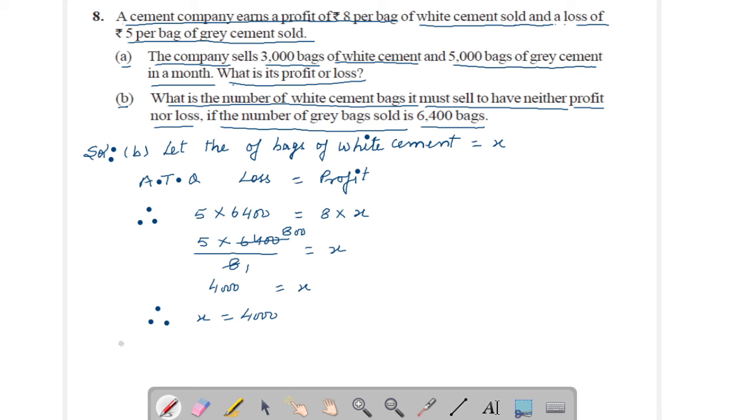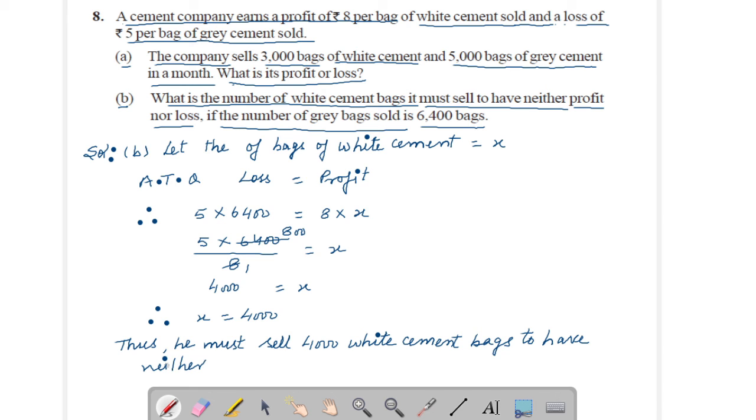Thus, he must sell 4,000 white cement bags to have neither profit nor loss.